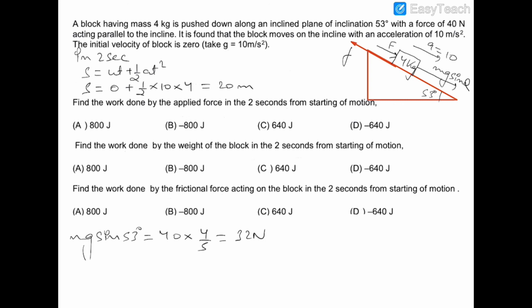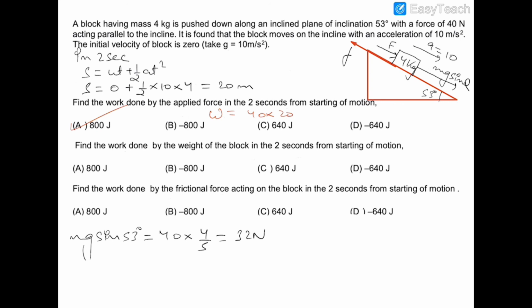So if this force is acting in the downward direction, then the work done by this force will be F into S, and S is 20, F is 40. So the work done by this force will be 800 joules, because W will be equal to 40 into 20.